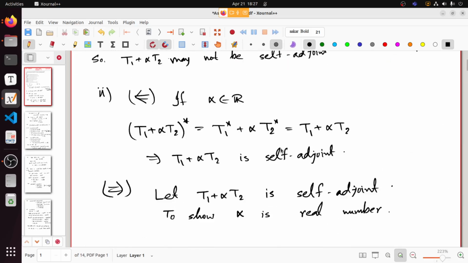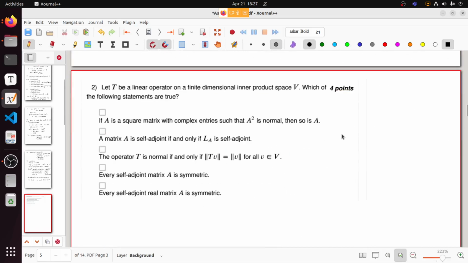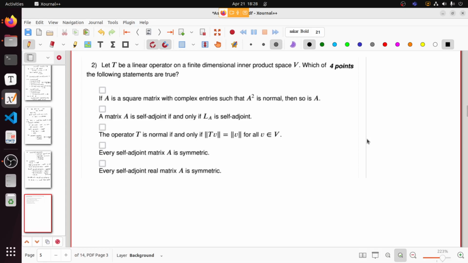Let's move to question number 2. It's saying that let T be a linear operator on a finite dimensional inner product space V, then which of the following statements are true? If A is a square matrix with complex entries such that A square is normal, then so is A. So it's saying that if A square is a normal matrix, then A will be normal. So let's check that. This is not true, so let's take this example.